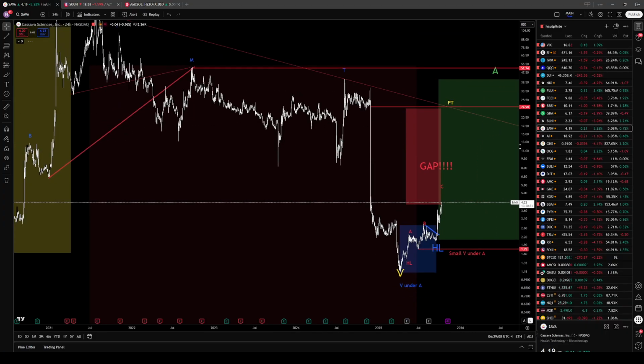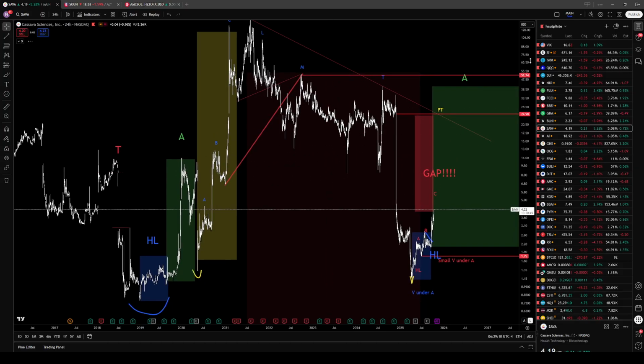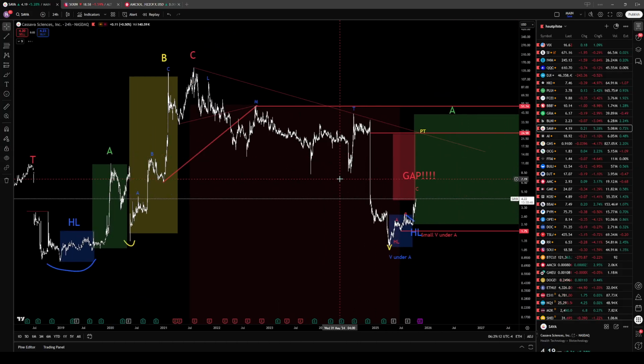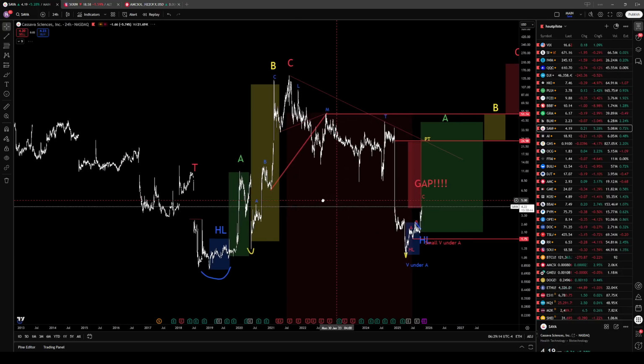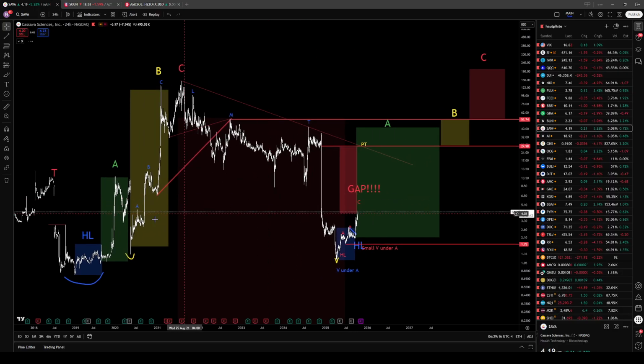SAVA, it starts to look more and more fantastic. For the overview, B, high low, A pullback, B pullback, C, lower high, midpoint, last time to sell B. This fractal finished.